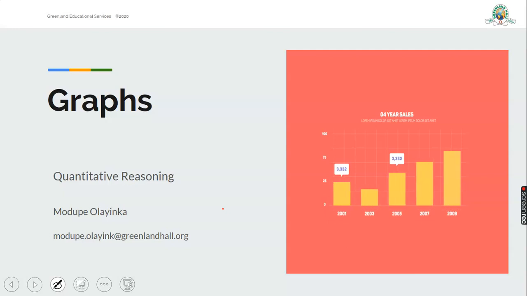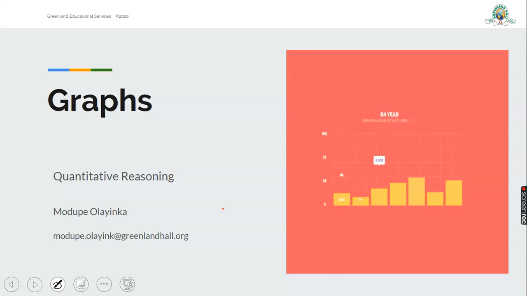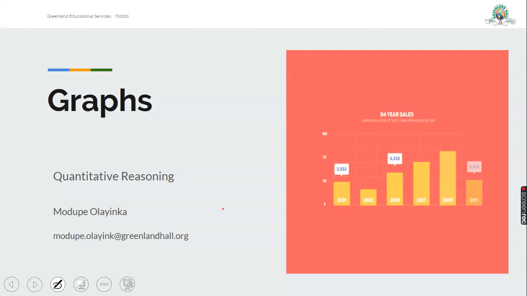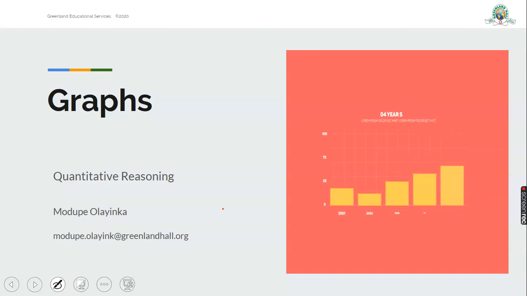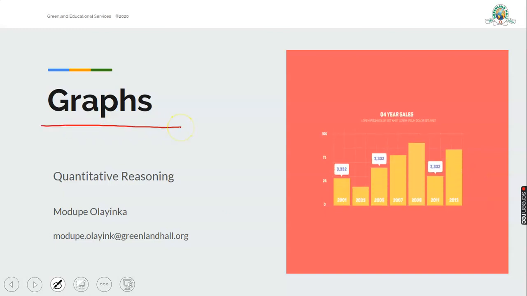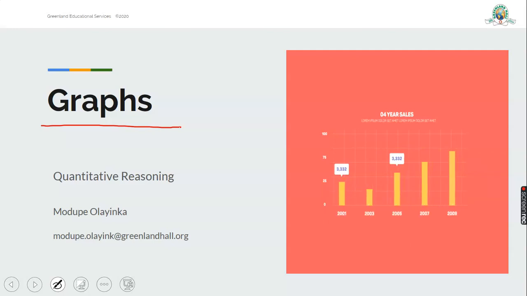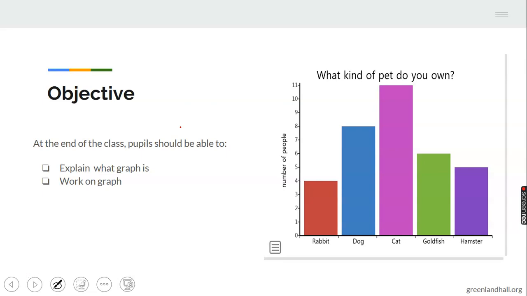Today we'll be talking about graph in quantitative reasoning. So I want you to pay attention to the class and get your materials, as we'll be doing some workings and calculations together. At the end of this class, you should be able to explain what graph is, and you should be able to work on graph.